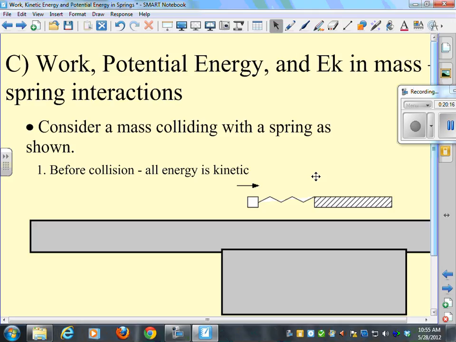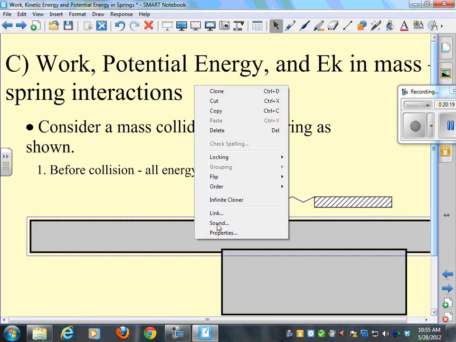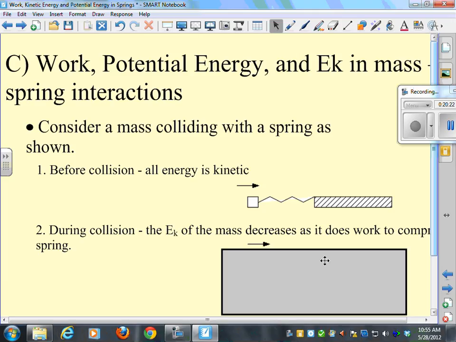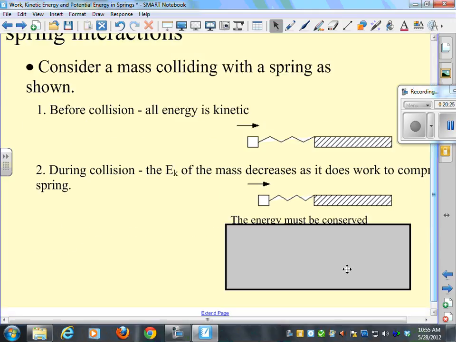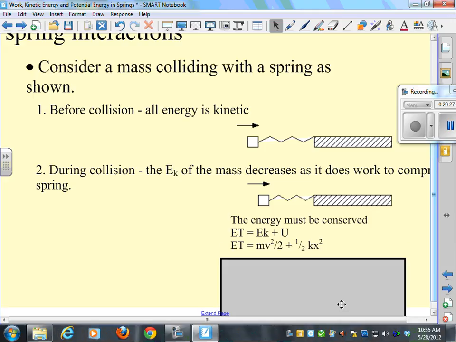So all of the energy is kinetic. Okay, now what about during the collision? As the box runs into the spring and the spring is compressed a little bit, the kinetic energy of the mass decreases as it does work to compress the spring. The box is doing work on the spring, which is storing up potential energy. All of that energy must be conserved. So ET, total energy, would be kinetic energy plus potential.